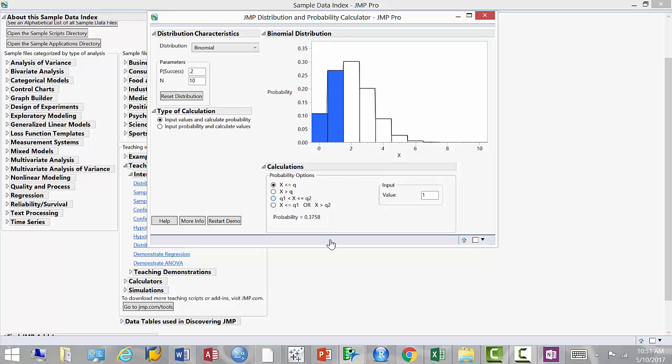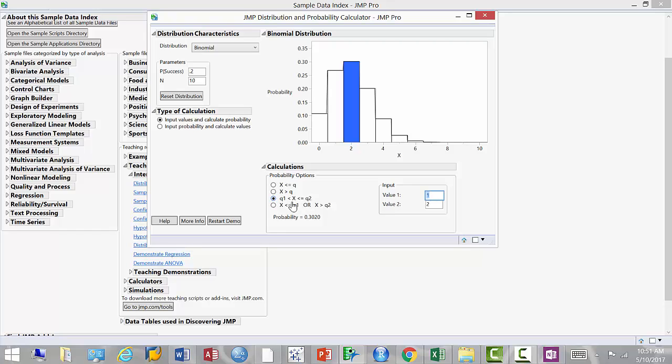Okay, so it looks like I need to use this option, right? X larger than the lower boundary and less than or equal to the upper boundary. So how do I get exactly the number 2? My upper boundary should be 2, right? Less than or equal to 2. What should be my lower boundary? It should be 1, right?